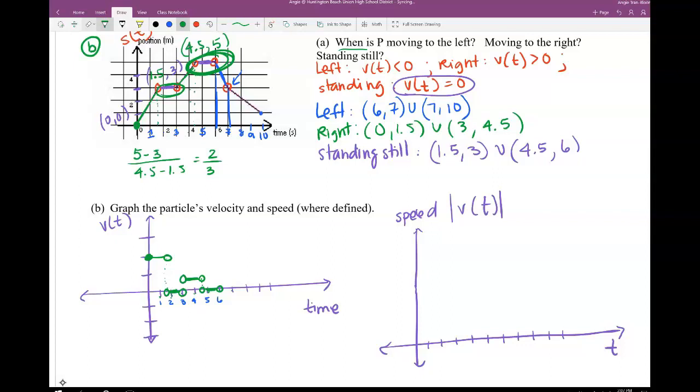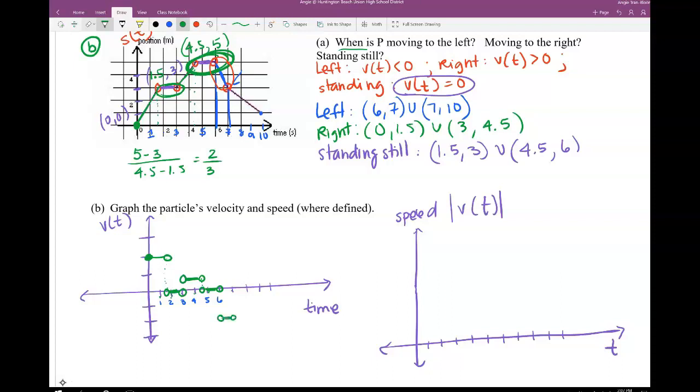Okay, so now let's look at this next piece right here. Let's figure out the slope. Actually, that one's a nice one. I can count. Down 2, right 1. So the slope is just going to be -2. Down 2, right 1, so the slope is -2. So from 6 to 7, the slope is -2.